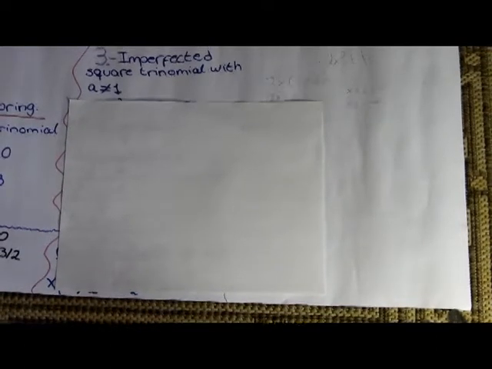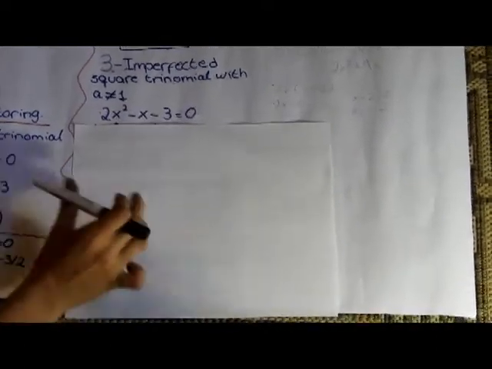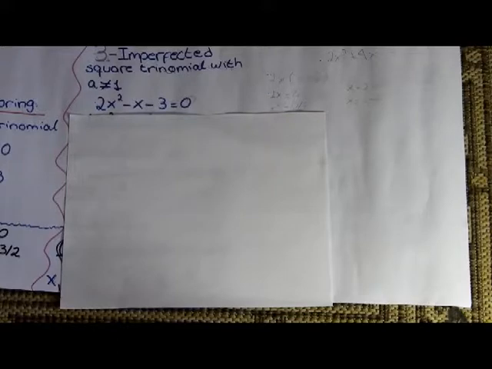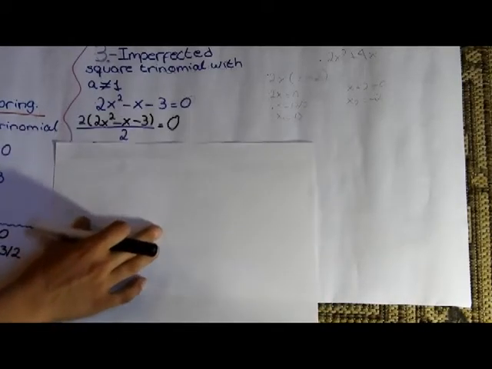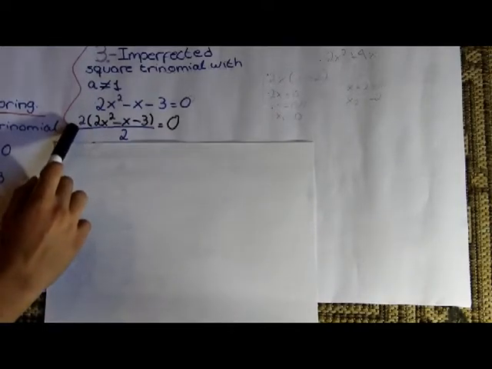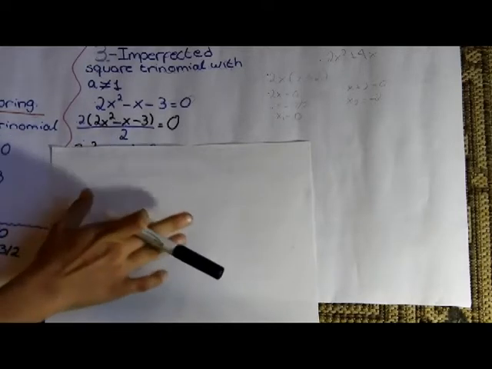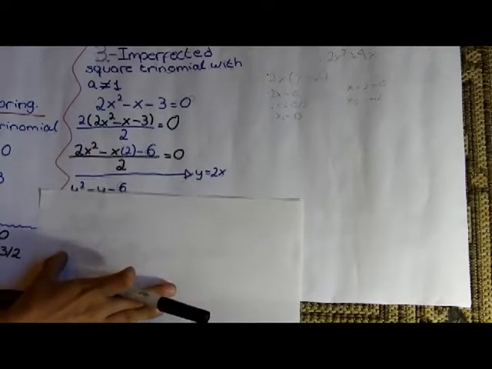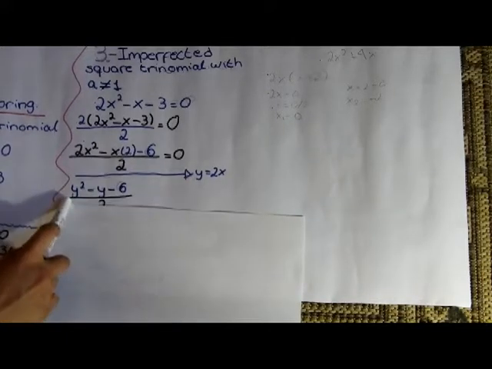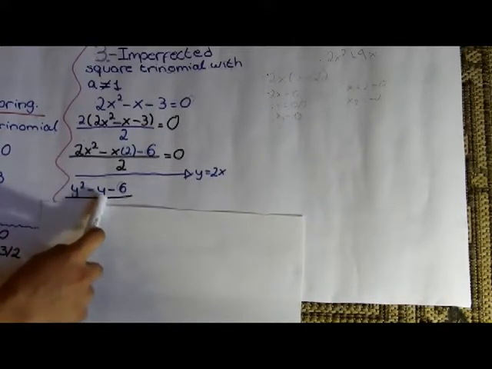The next one is a little more difficult. It's called an imperfect square trinomial with a different from 1. For example, 2x squared minus x minus 3 is equal to 0. To factorize this equation, first you need to multiply a by the whole equation and then divide by 2. After you have done this, you are going to substitute 2x by y, and the equation is like this.